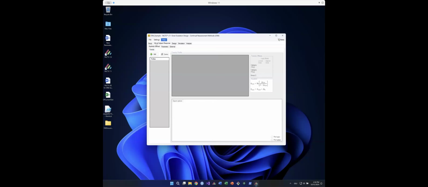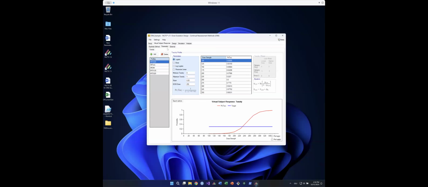So I'm switching to virtual subject response. I have a few parametric scenarios that I specified. Let's start with the all toxic scenario. I've specified these parameters in such a way that even 100 milligrams would have a 50% probability of a toxicity, and from that point on it just gets larger. So all of the doses here would be toxic. Then I have a scenario that I call all of them are safe, meaning for the low doses there's a very, very low probability of a dose-limiting toxicity.